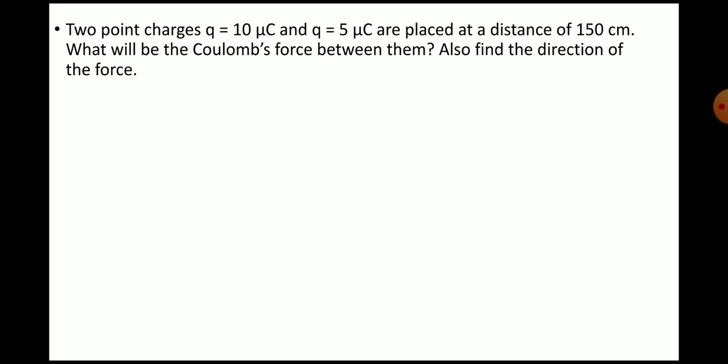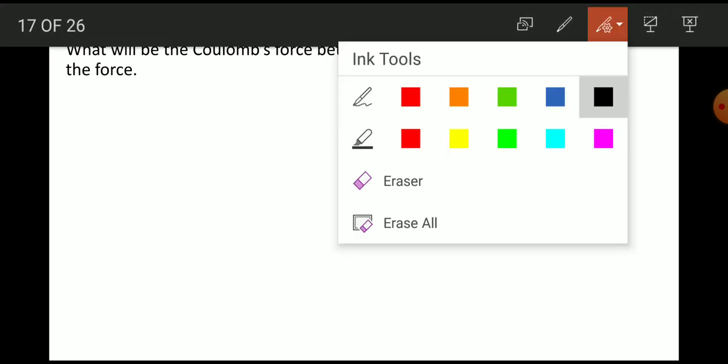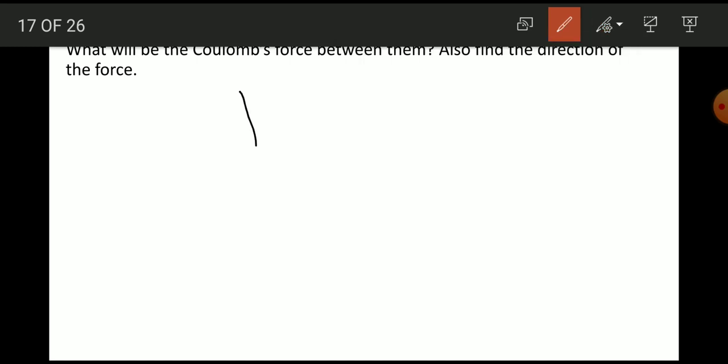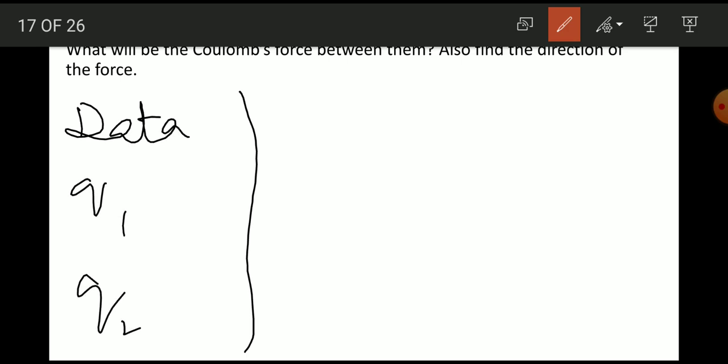Next, the next numerical is 13.2. Two point charges, Q1 10 microcoulomb and Q2 5 microcoulomb, are placed at a distance of 150 centimeters. What will be the Coulomb force between them? Also find the direction of the force. Now, data: Q1, Q2.